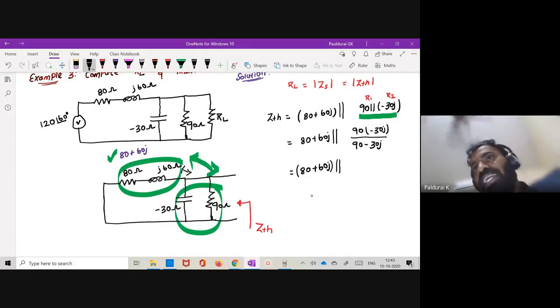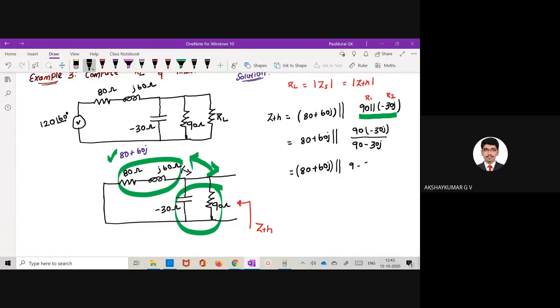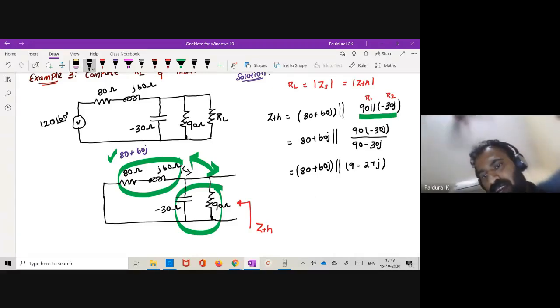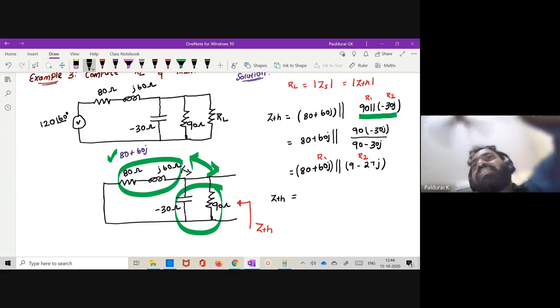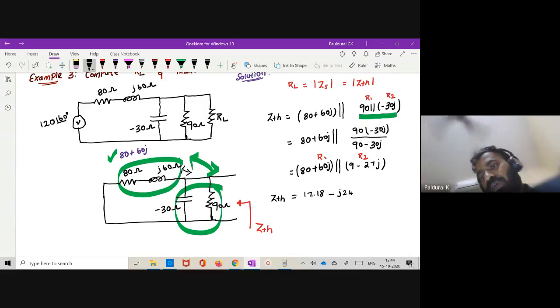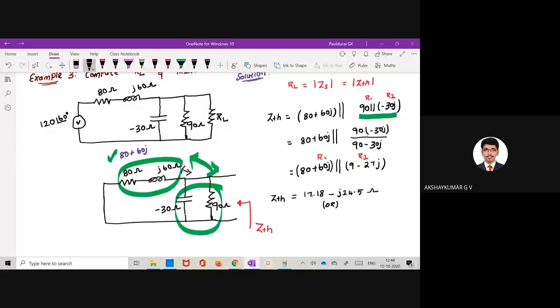Is it visible to all of you? Yes sir. What is this? 9 minus 27J is coming, sir. 9 minus 27J. Okay, now if you will calculate ZTH, again this is my R1 and this is my R2. So take the formula R1 R2 divided by R1 plus R2. Tell me, what is the value for ZTH? 17.18 minus 24.57J. Can I take polar? Because this time you want to calculate polar. Sir, polar ZTH, 30 at an angle of minus 55.04, sir.